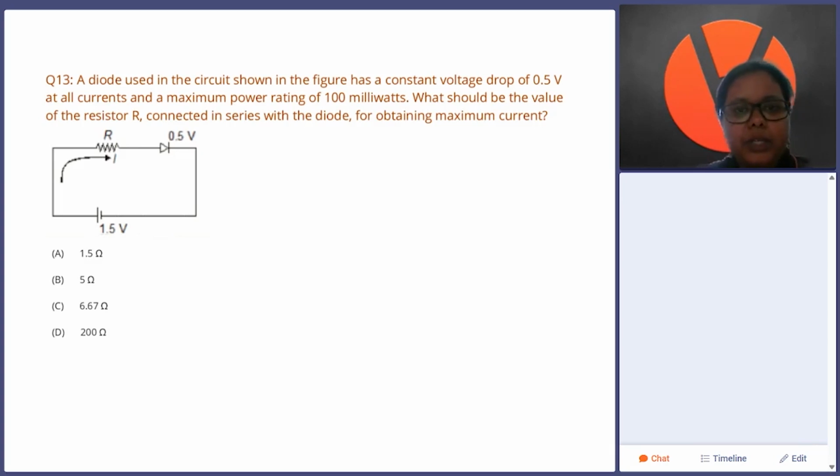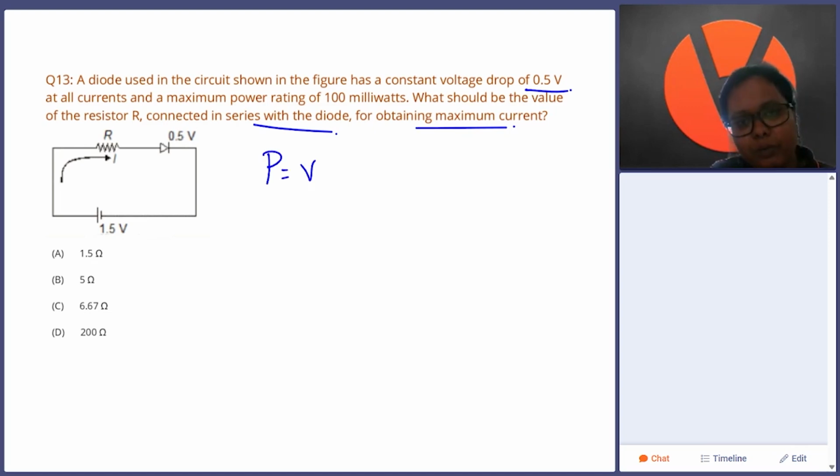A diode used in the circuit shown in the figure has a constant drop of 0.5 volt for all currents and a maximum power rating of 100 milliwatts. What should be the value of resistor R connected in series with the diode for obtaining the maximum current? So the diode has this much potential drop at all currents, with the maximum power of this.